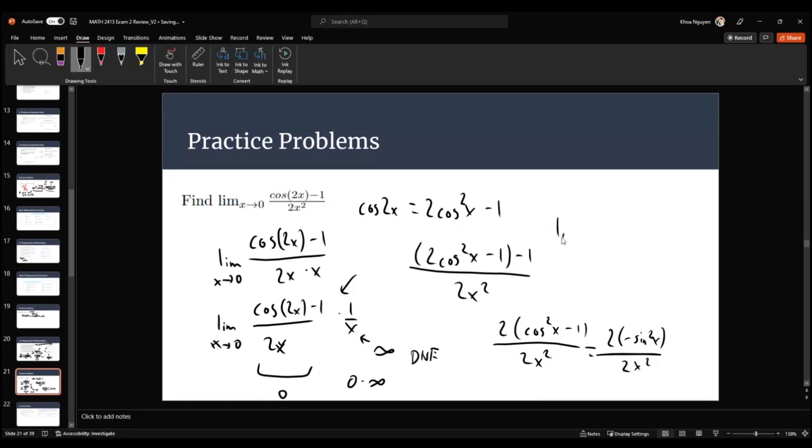And so this ultimately becomes, I'm just going to separate the limits, but essentially you have a negative 1 that I'm just going to take out. And then you have a limit of sine of x over x as x approaches 0. And then you also have another limit of sine of x over x as x approaches 0. So that's just 1 times 1, and so your overall answer will be negative 1.